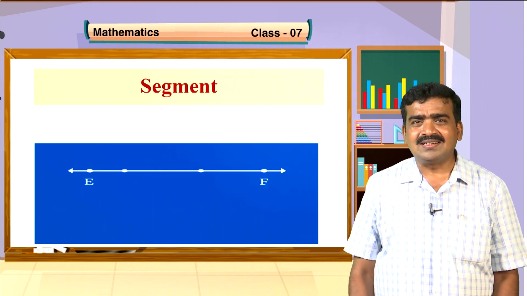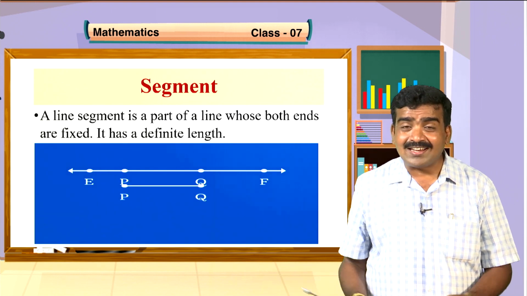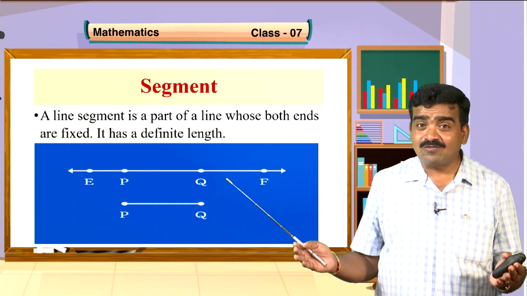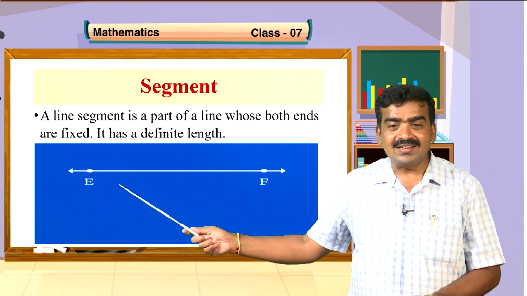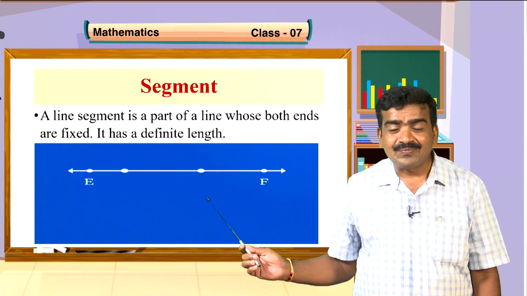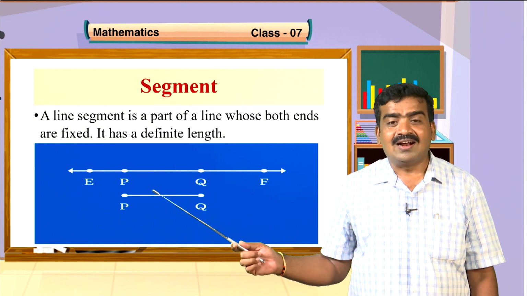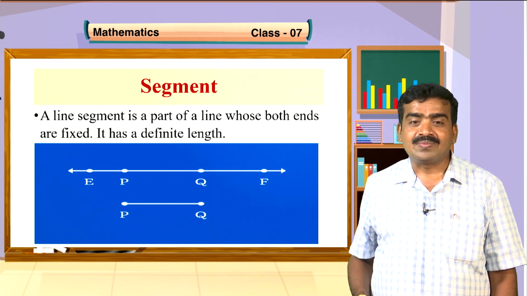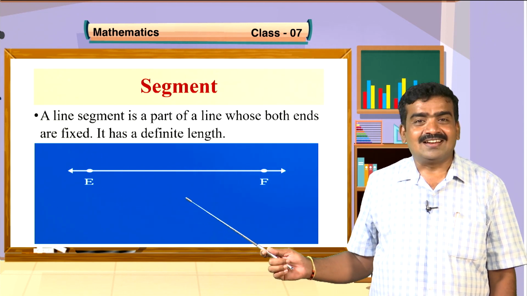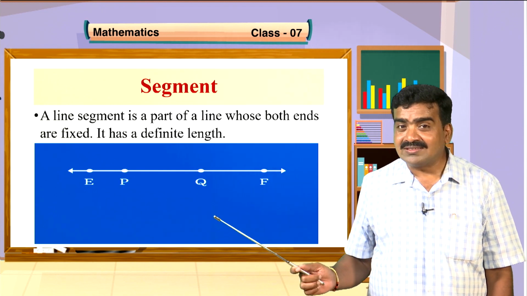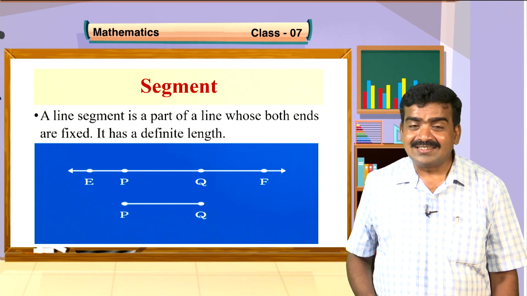Then what is a line segment? Yes, you are right. A line segment is a part of a straight line and it has a definite length as well as definite ends. So, if you consider EF as a straight line, then if you mark the points P and Q on it, that gives us a segment. A segment has a definite length and definite end points. It is not possible to extend it on either side, just like a line.